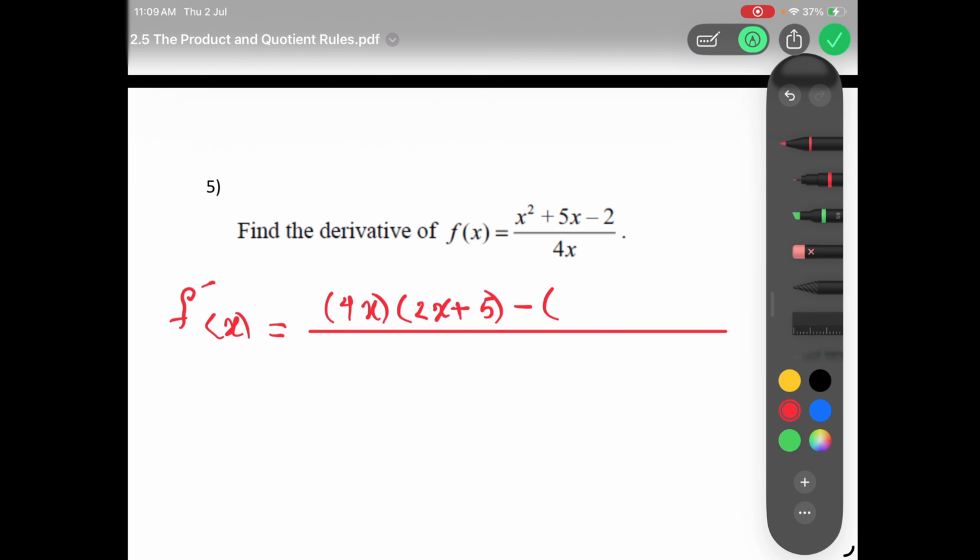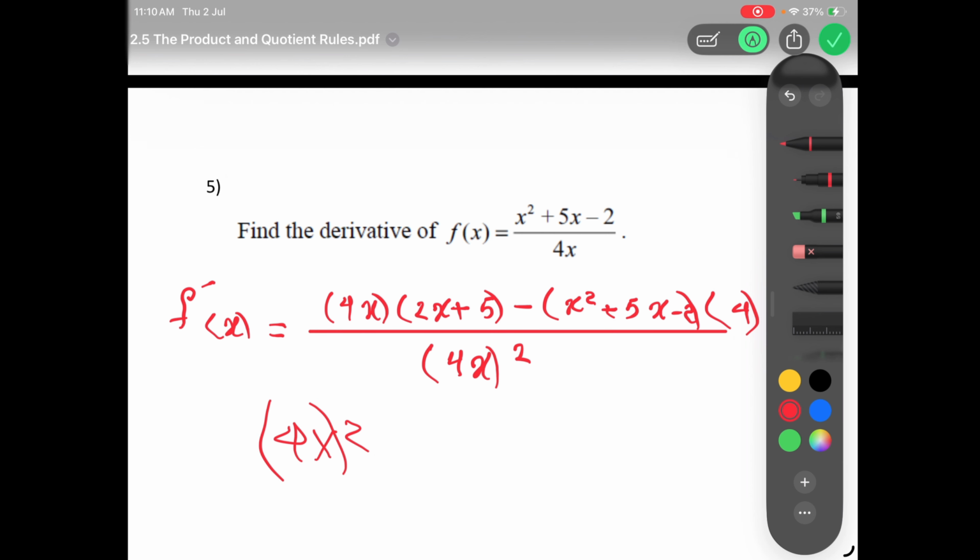minus, now keep the top as it is, x squared plus 5x minus 2. Differentiate the bottom, 4, divided by the denominator, the bottom, squared, like this, okay? Not 4x squared, we have to add these parentheses because this square is not for one, it's for the whole denominator, okay? No simplification, nothing, as long as what you have to do is to find f prime, okay?